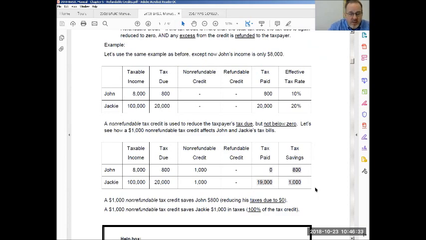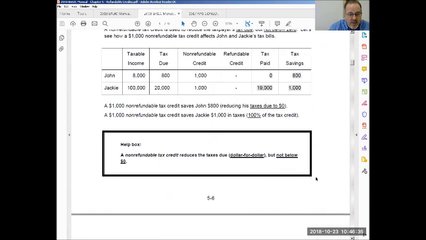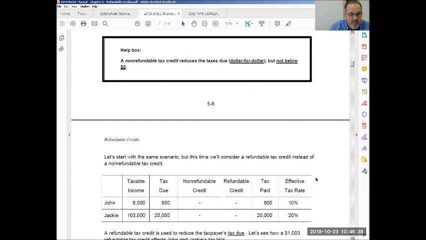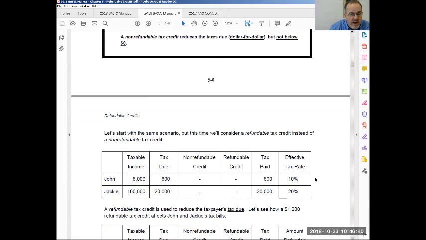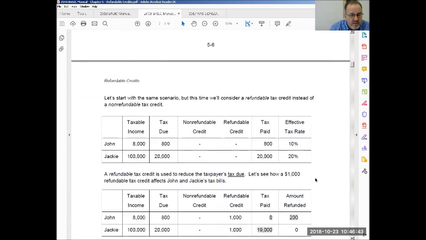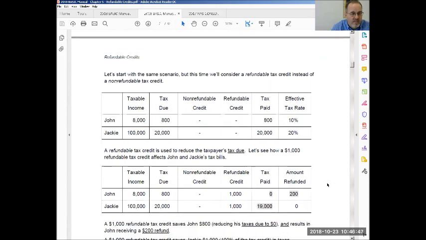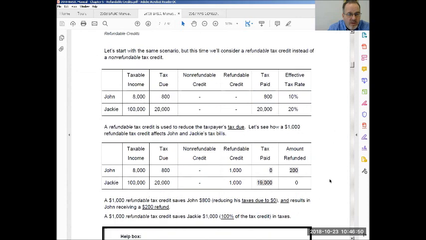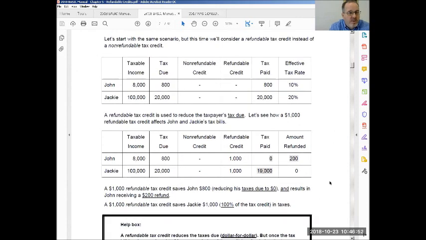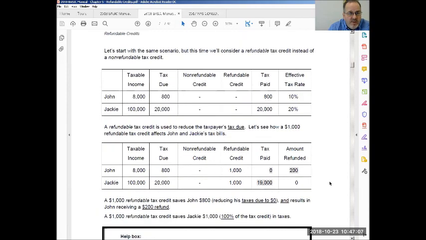So we see that on there, and that's where that non-refundable credit comes in. And then if we have a refundable credit, we can see on page 5-6 that a refundable tax credit is used to reduce the taxpayer's tax due. So let's see how that $1,000 works out. Well, John's case, before, when we had a non-refundable credit, I'm on the top of page 5-7.